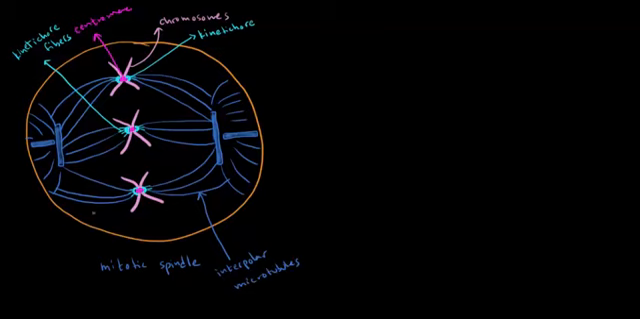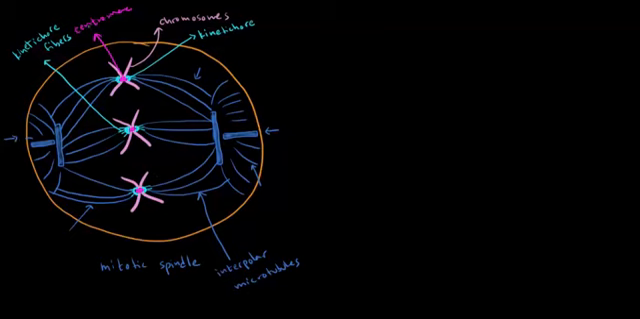So I'm just going to point out a couple more to make it clear. This would be an interpolar microtubule. This would be an interpolar microtubule. This would not be an interpolar microtubule. We'll see in a minute what that is. But anyway, they're called interpolar microtubules because they are between the two poles of the cell, this being one pole and this being another pole.